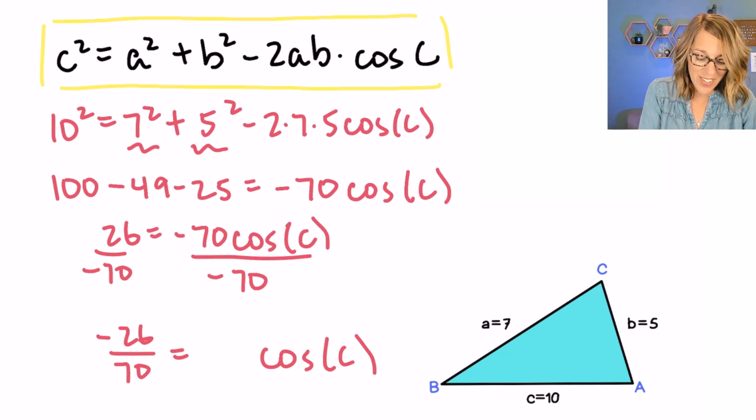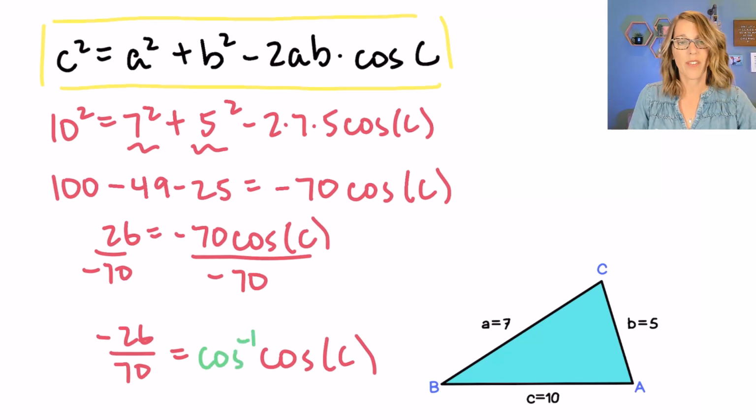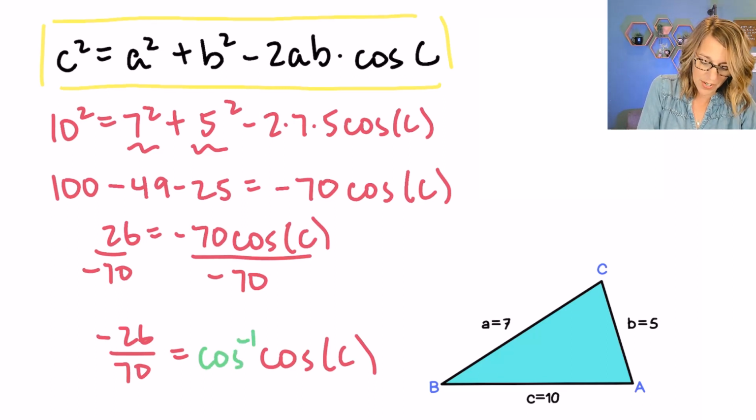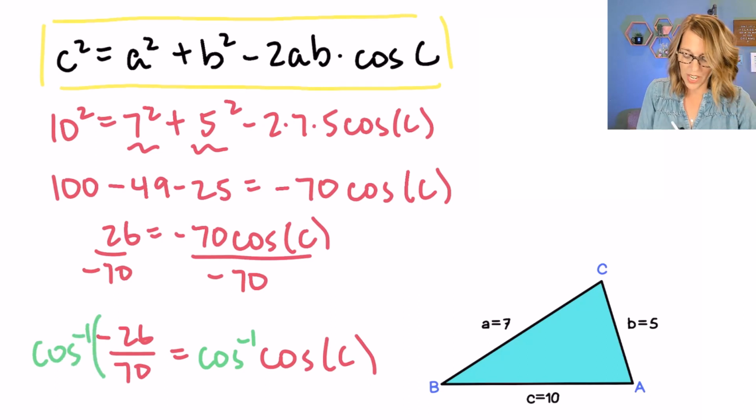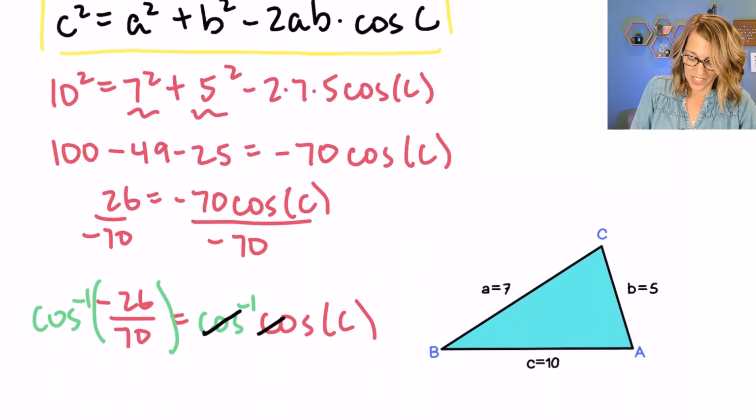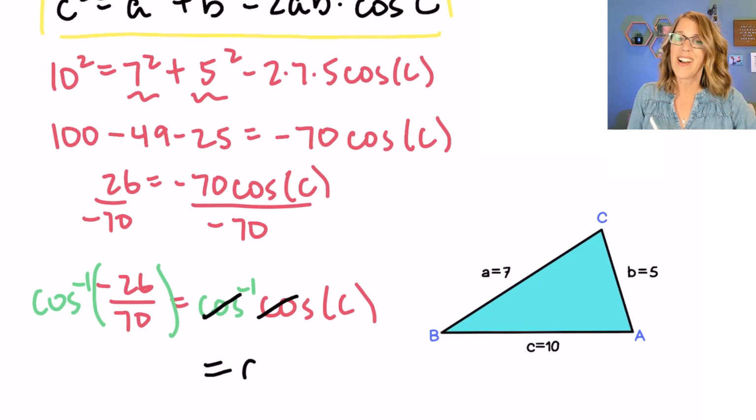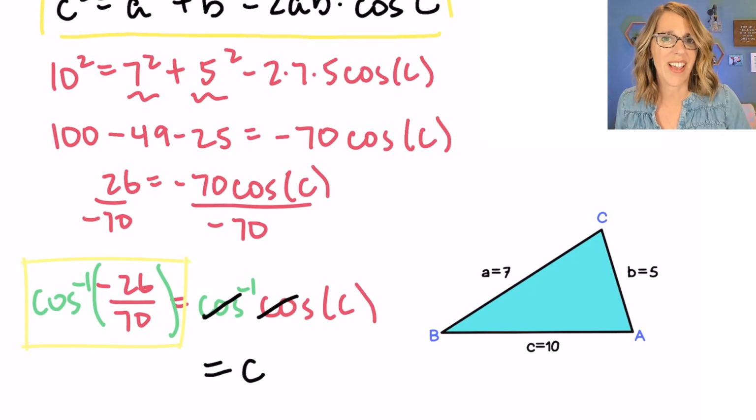I'm going to undo that cosine by applying a cosine inverse. And whatever I do to one side, I better do to the other side as well. So I've got a cosine inverse on the left and the right. I can cancel our cosine inverses and I end up with C on the right-hand side. Let's go ahead and put that into our calculator to get the other side.